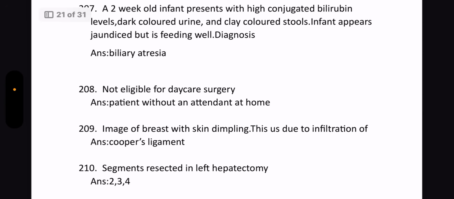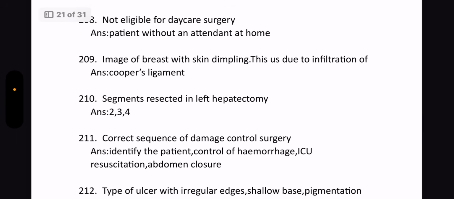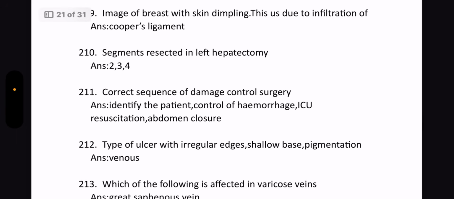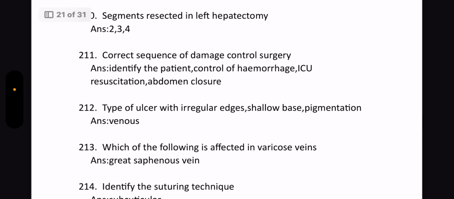2-week old infant presents with high conjugated bilirubin levels, dark colored urine and clay colored stools. Infant appears jaundiced but is feeding well. Diagnosis biliary atresia. Not eligible for daycare surgery: patient without an attendant at home. Next, image of breast with skin dimpling because of infiltration of Cooper's ligament. Segments resected in left hepatectomy: 2, 3, 4.